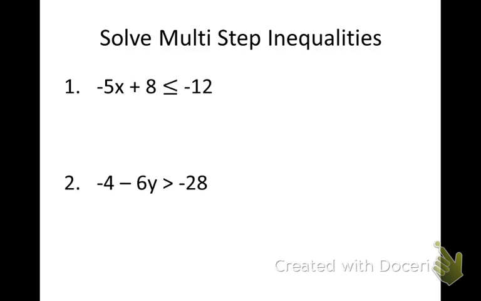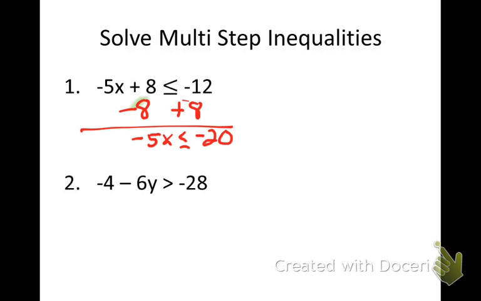So we find our variable, we want to get it by itself, so we would need to subtract 8 from each side. Get a better writing tool than that. So subtract 8. We get negative 5x is less than or equal to, again, change, that would be add now, negative 20. Divide both sides by negative 5.